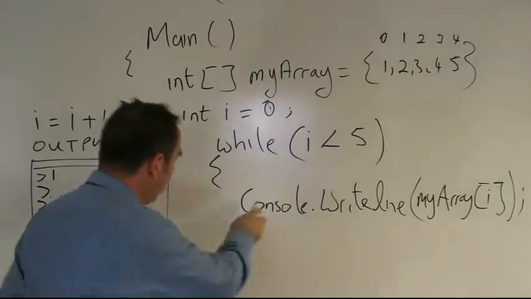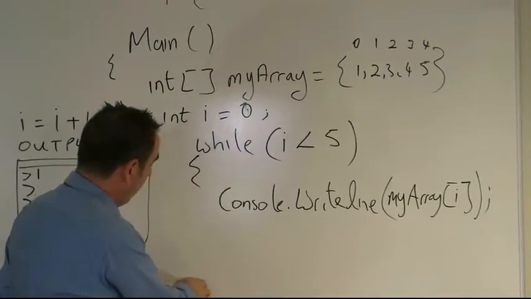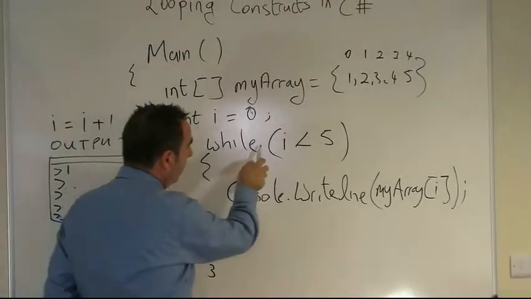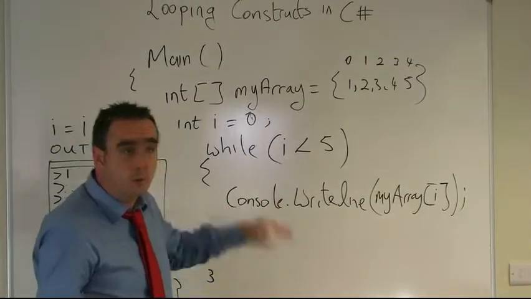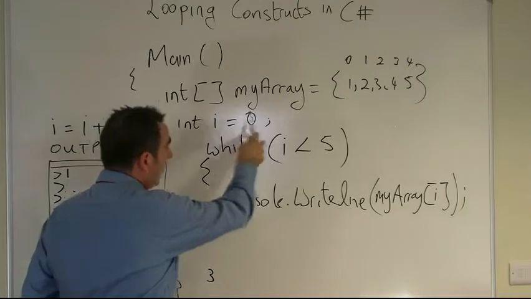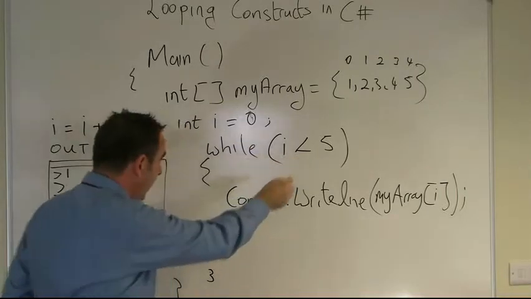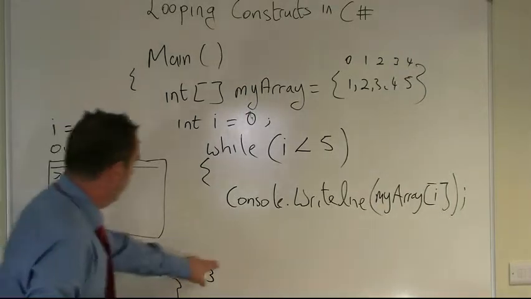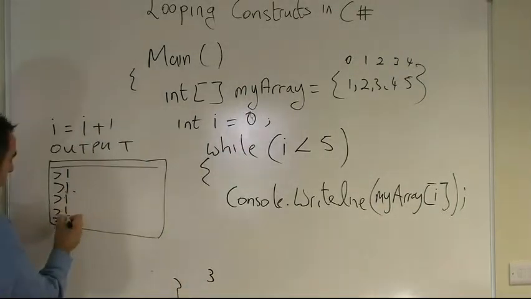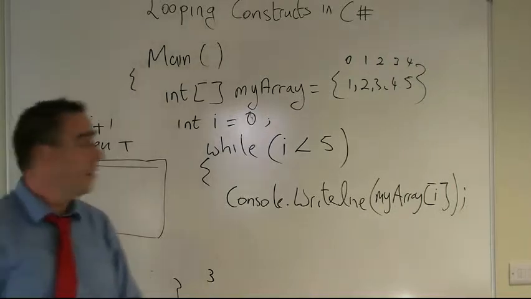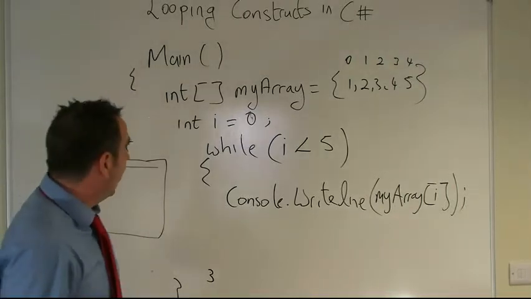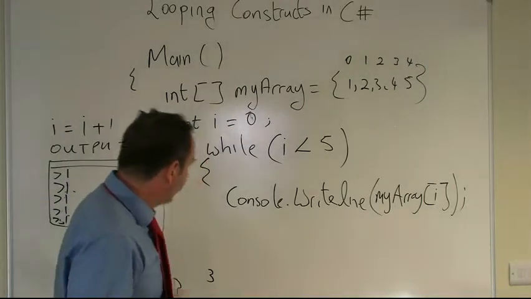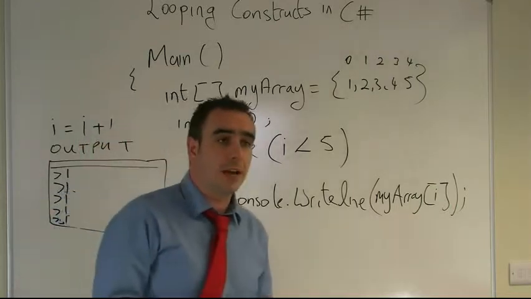Alright, then we'll hit the end of our loop here. We jump back up. No incrementation has taken place because we haven't coded it in. So I is still going to be 0. Is 0 less than 5? Yes, it is. This will be printed. We're going to get 1 printed again. It's going to keep going 1, 1, 1, 1 forever and a day. And that's because you're stuck there in an infinite loop, okay?